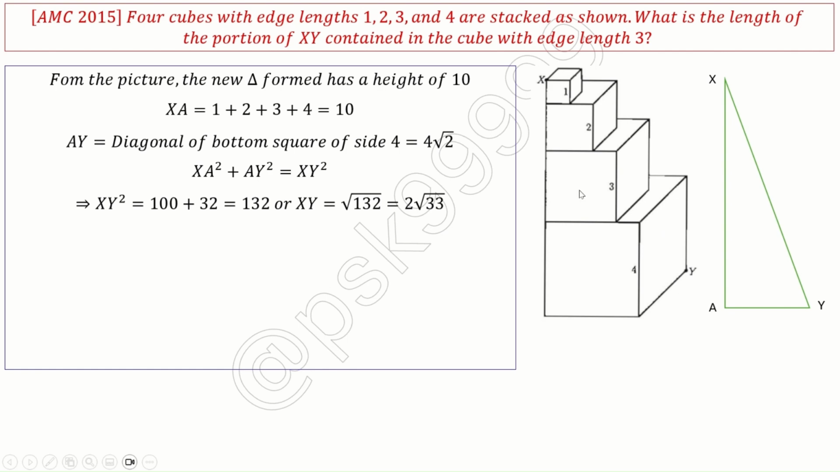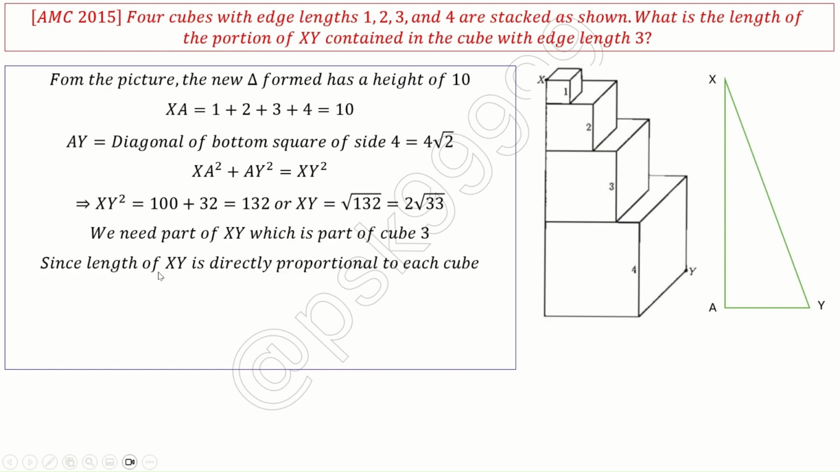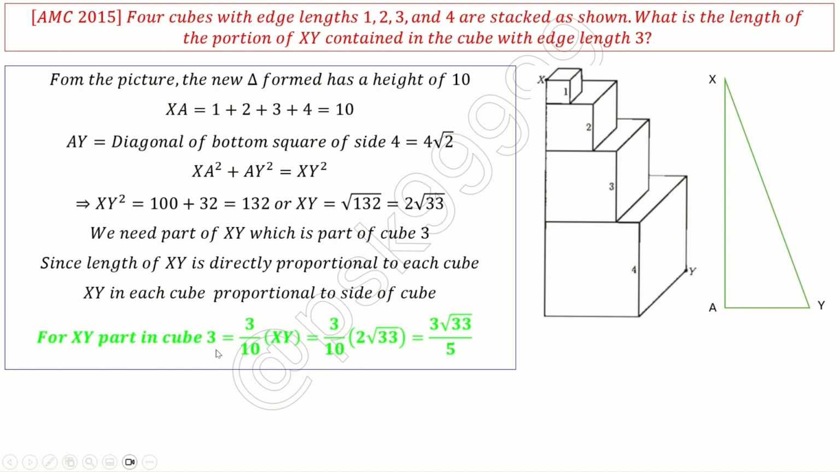Okay, if you think carefully, this is proportional. This length will be proportionally passing through each cube, depending on their size, correct? So you can consider XY within a cube as proportional to the side length of the cube. XY within cube 3 is proportional to 3, correct? So the ratio is 3 by 10, because I'm taking the full as 10. So 3 parts is in XY. So 3 by 10 of 2 square root of 33 is 3 square root of 33 divided by 5. This is the final answer.